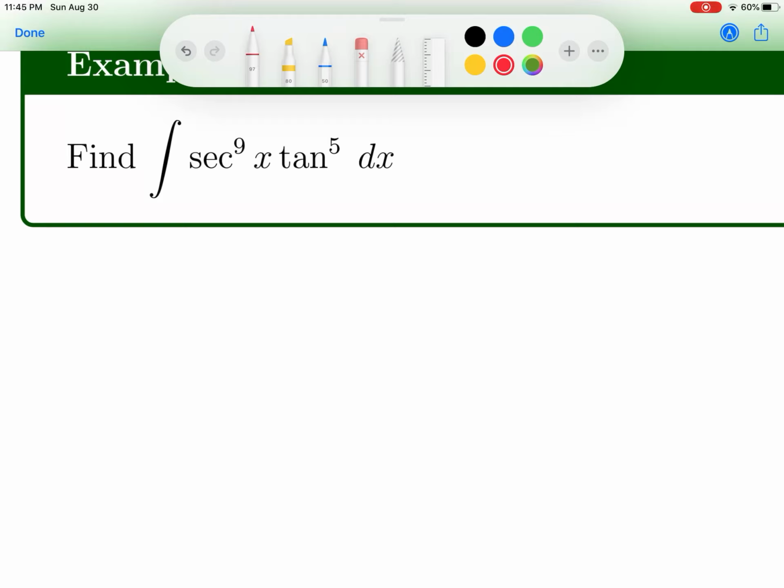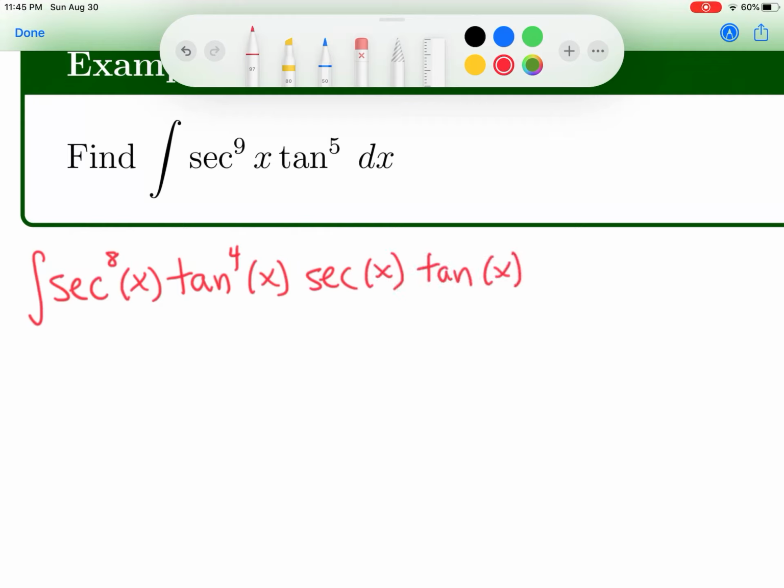Okay, so let's do exactly that. Let's pull out a factor of secant. Let's pull out a factor of tangent. Okay, so if we do that, it's going to leave us with the following. I'm going to strip off a power of secant. That's going to leave me with secant to the 8th, right? And if I strip off a power of tangent, that's going to leave me with tangent to the 4th. And I'm going to write those parts that I stripped off at the end, right? So I'm going to have secant over here, and I'm going to have tangent over here. And I have my dx.